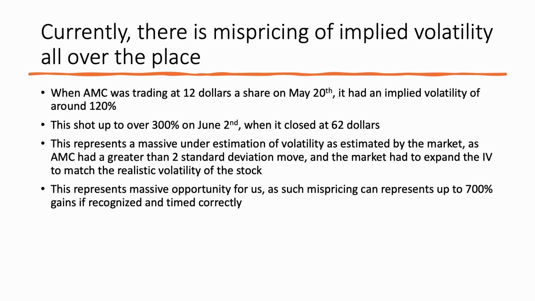So the market makers therefore had to expand the volatility to match the realized volatility of the stock. And they had to expand the volatility to the 300%. This mispricing that happened, if we were to be very diligent with our options trading and have a reasonable long dated expiry, this could have yielded us a 700% gain.